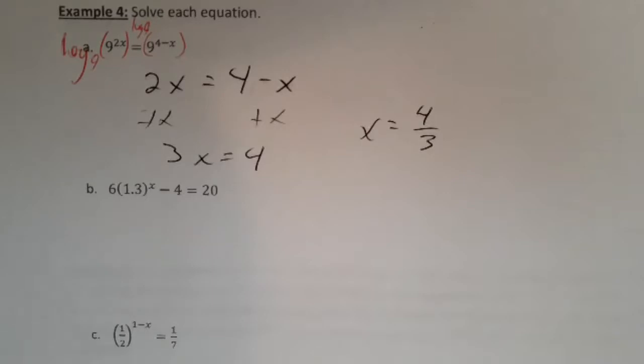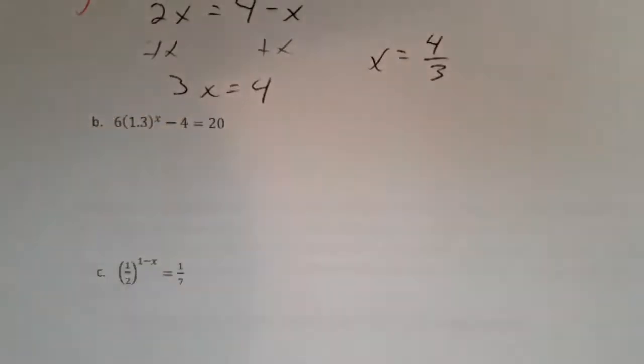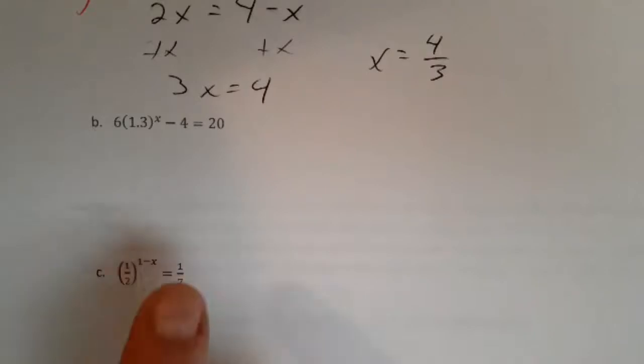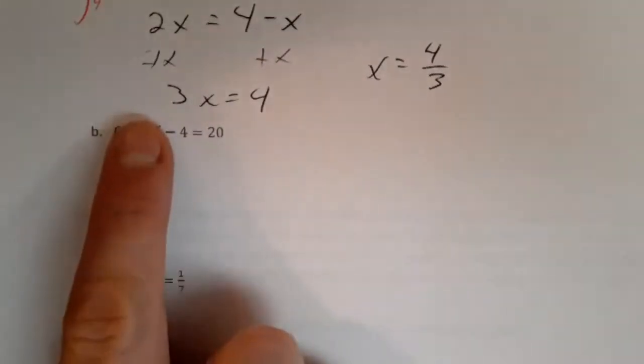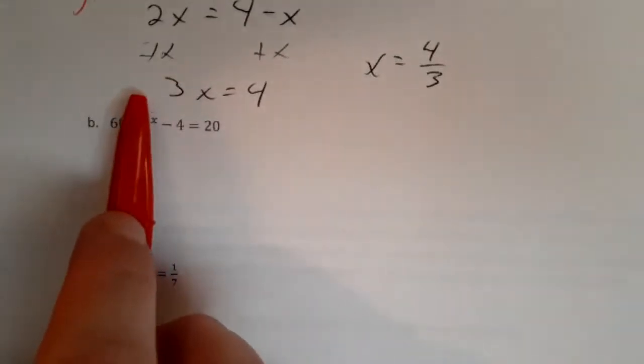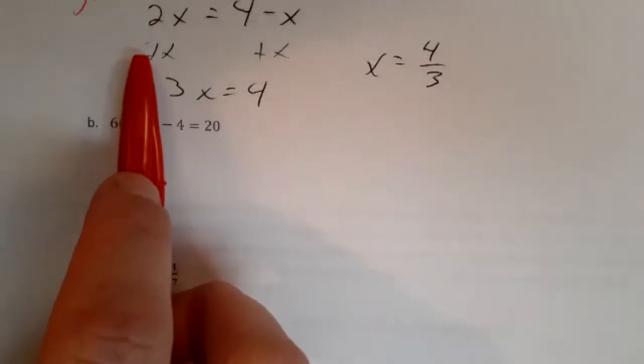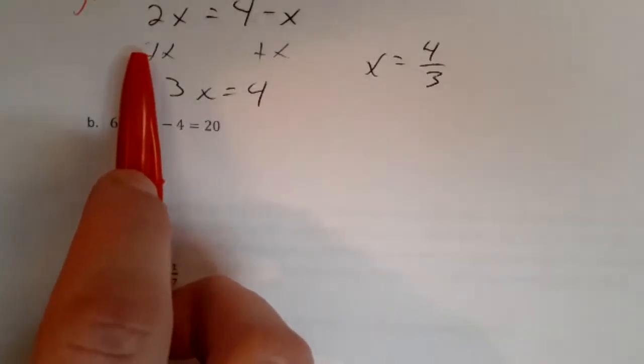But these give you a little bit more run for your money, I think. So 6 times this crazy exponential thing minus 4 equals 20. You can look at this entire thing as 6 times something minus 4 equals 20, right? And this looks just like a first order linear equation if I ignore the fact that that's an exponential for a second.